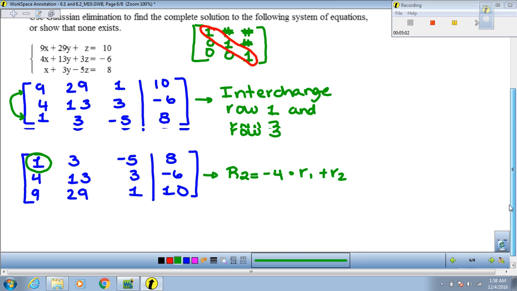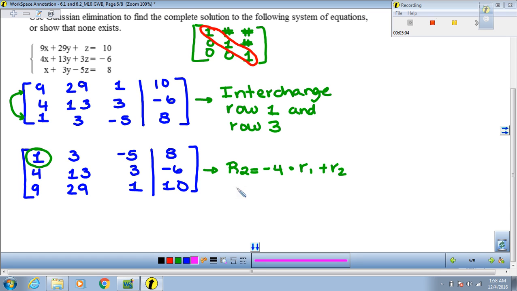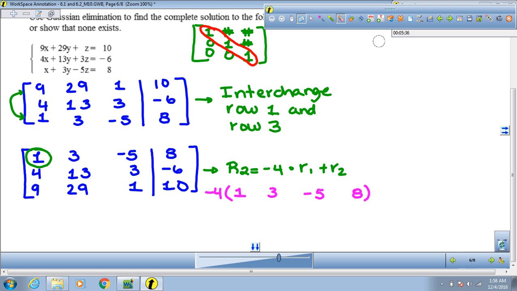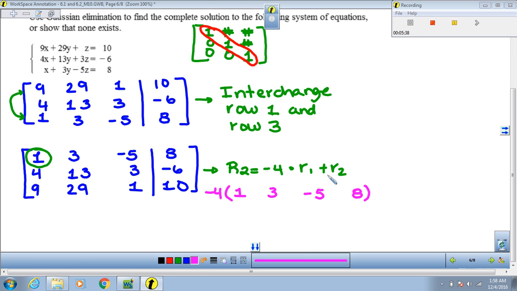So right here, I'm going to copy row 1: 1, 3, negative 5, and 8. I'm going to put a parenthesis, and we're saying that every number in row 1, we're going to multiply times negative 4. Whatever we get, we're going to be adding that to row 2.